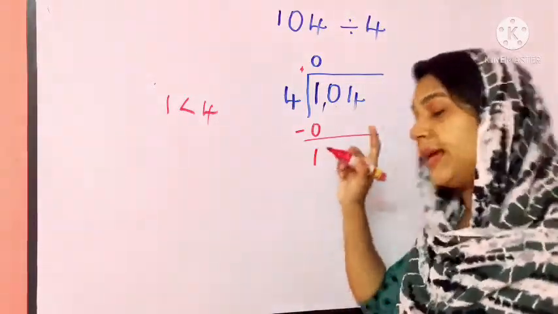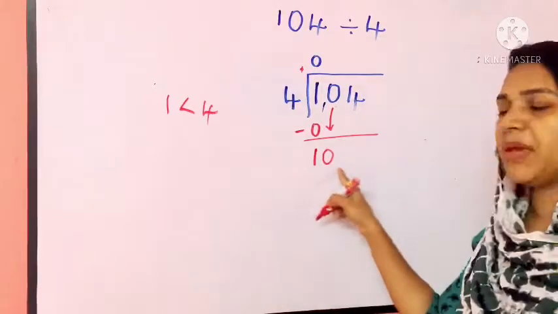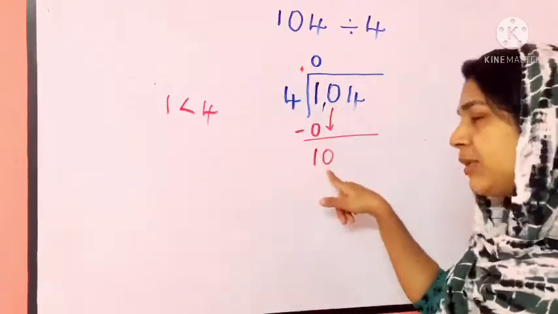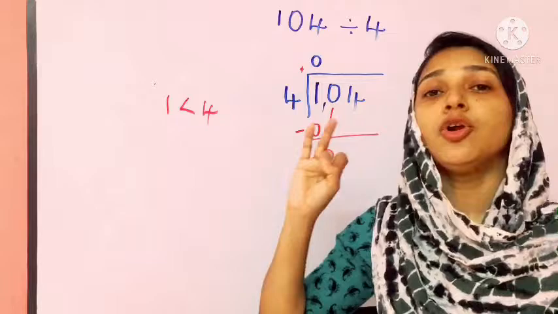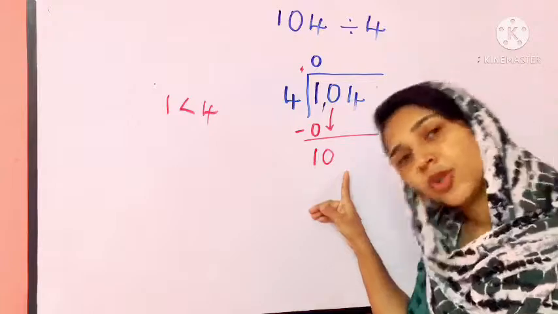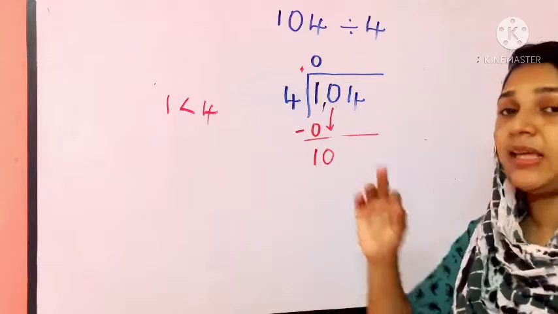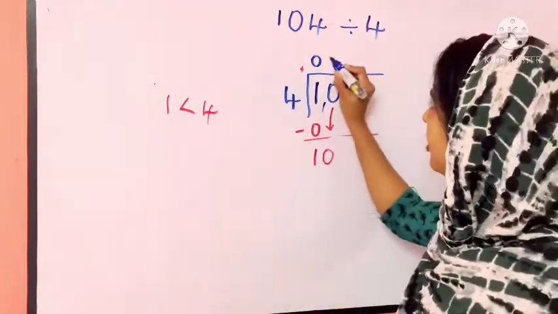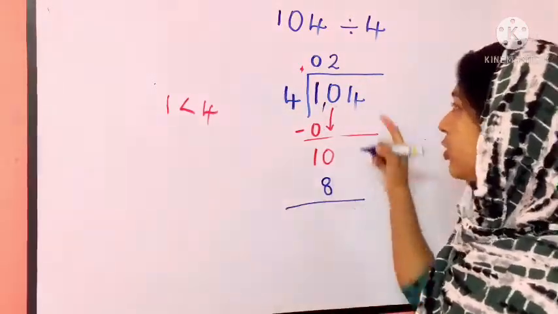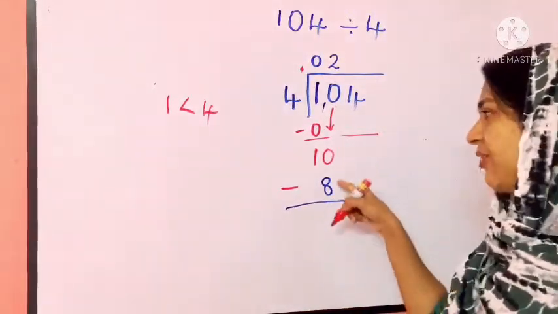Now look at the second digit, that is 0. Take the 0 down. Now this number becomes 10. Now we have to recite the table of 4 up to 10. We know 1 4s are 4, 2 4s are 8, 3 4s are 12. Do we have 12 here? No. We have only 10. So we should take the lesser number, that is 2 4s are 8. Write 2 here. 2 4s are 8. Now subtract 8 from 10.